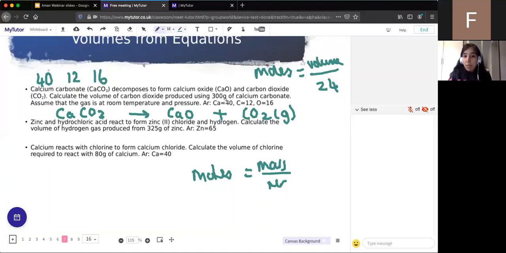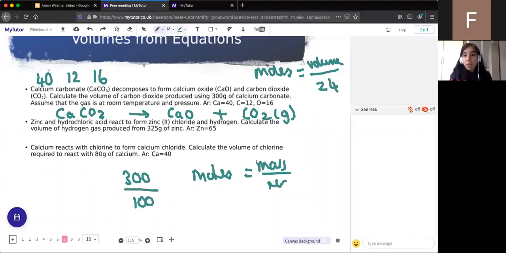So if our mass is 300 and our MR is 100, how many moles of calcium carbonate are there? So it's 300 divided by 100. How many moles are there of calcium carbonate? 3. Excellent. Well done. So there are 3 moles of calcium carbonate. So how many moles of carbon dioxide do we form? If we look at that balanced equation, what's the ratio of calcium carbonate to carbon dioxide? So the ratio is 1 to 1. Excellent. So if there are 3 moles of calcium carbonate, how many moles of carbon dioxide are going to be formed? 3. Brilliant. Well done, everyone.